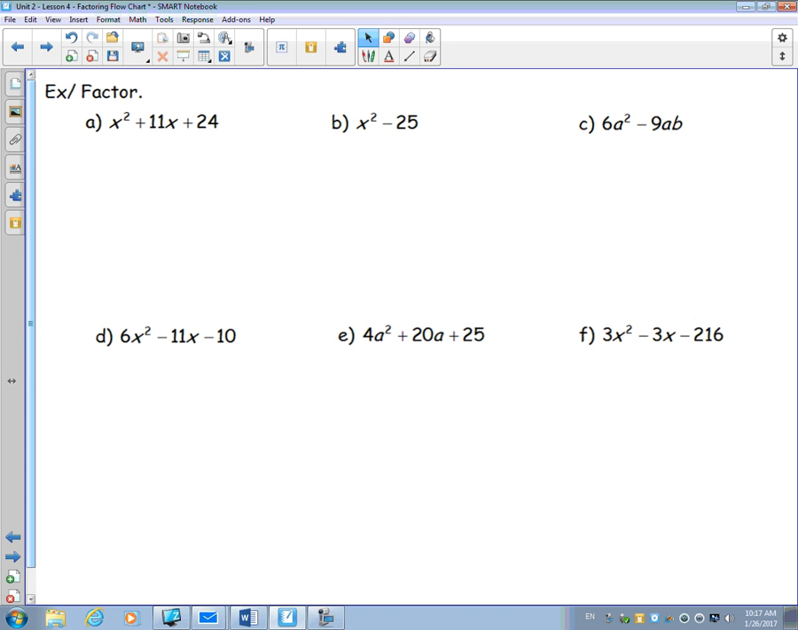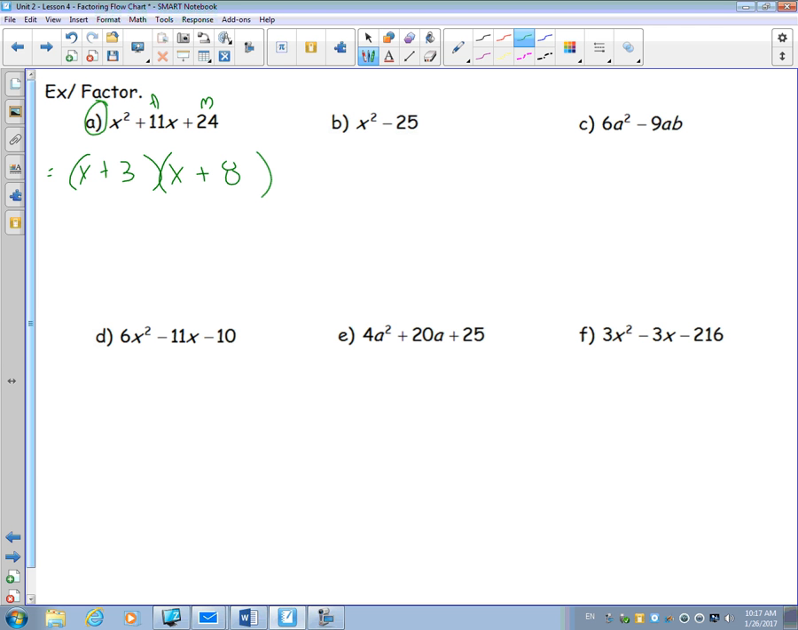Okay, let's try some examples. Here's where I would pause the video, try them all yourself. Check back in, see if you got the examples right. There's no new learning here, it's just practicing the different types. I'll go through each of them. The first one is a simple trinomial. There is no common factor. The term in front is a 1, so I can simply do MAN: x plus 3 and x plus 8.